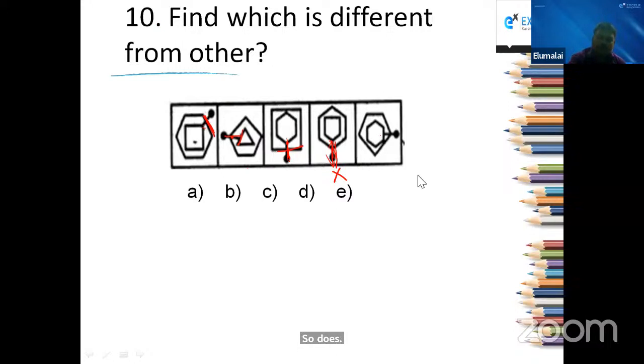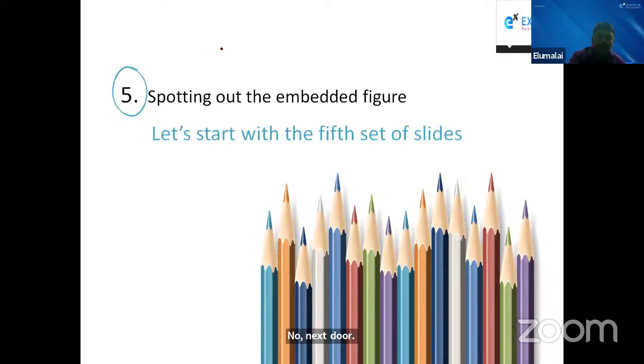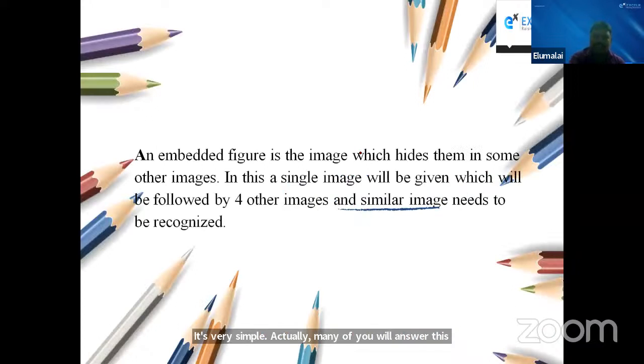Hope you understand this. Good. Now, next one. Good. Next one is spotting out the embedded figure. Actually, it is very simple. One figure will be given, and that figure will be hidden in one of the images. In which figure it is hidden, that is what you need to find. It is very simple. Many of you will answer this question in some seconds. I show you the questions, you can answer here.